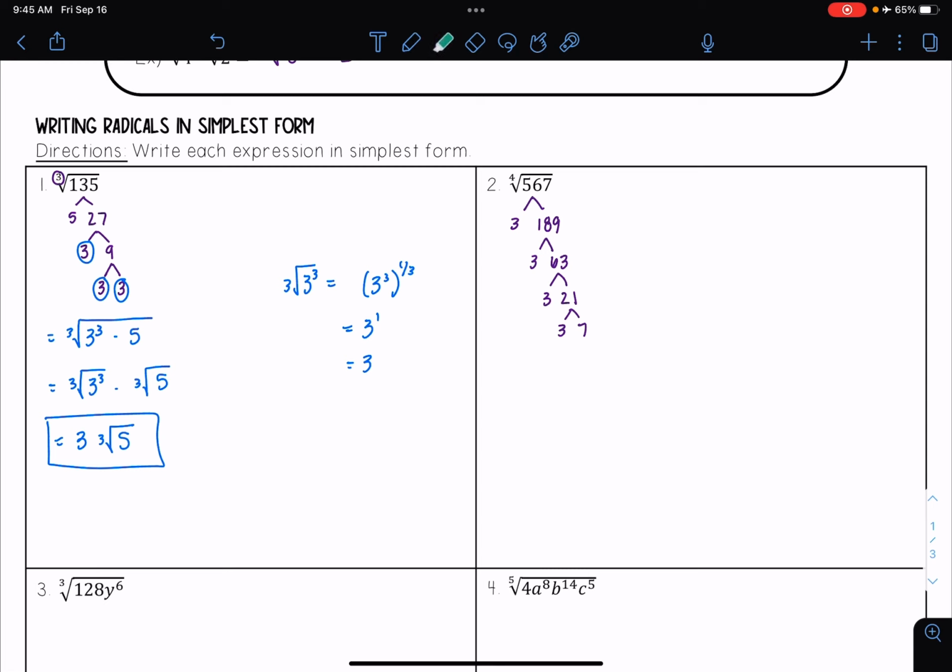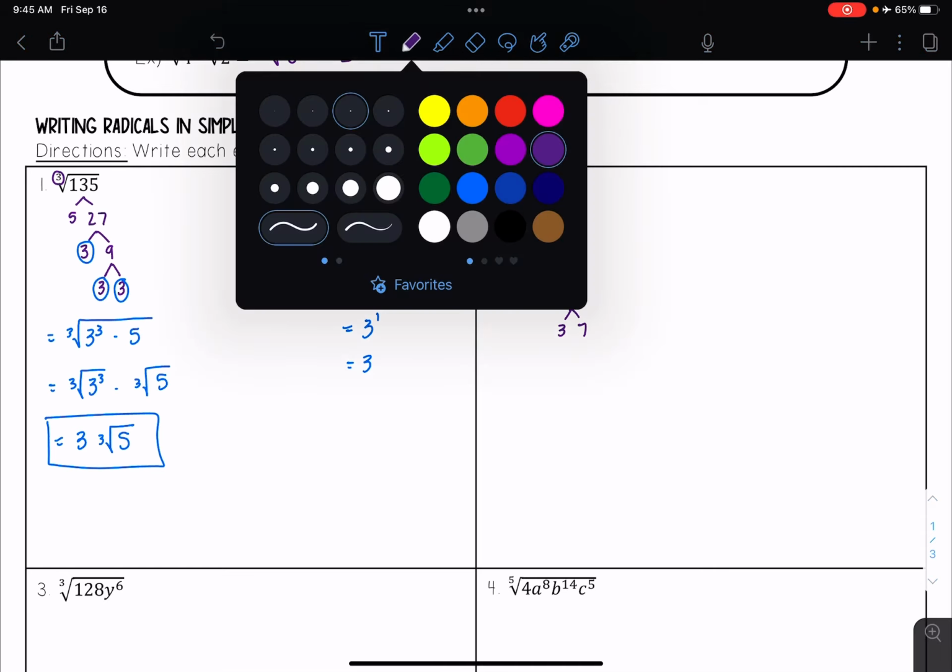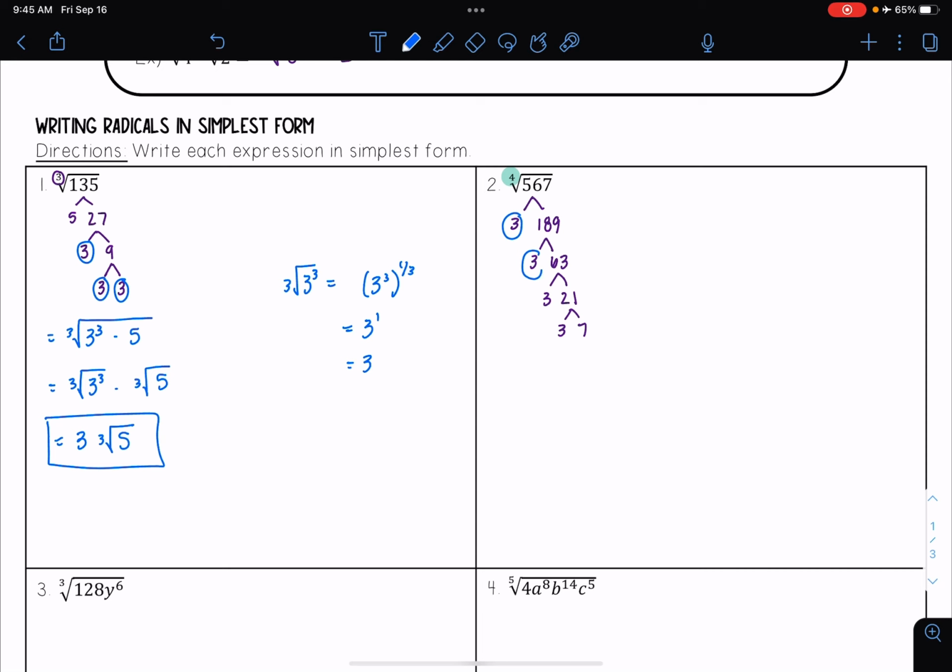So here my index is 4. That means I'm looking to see if I have 4 of one number. And I see that I have 4 3s right here. So that means I can rewrite this to be the fourth root of 3 to the fourth times 7, because that's all I have left over. So that means I have 3 that comes out and the fourth root of 7. Again, you could skip right to that last step by seeing that I have 4 3's, so that means that 1 3 comes out.